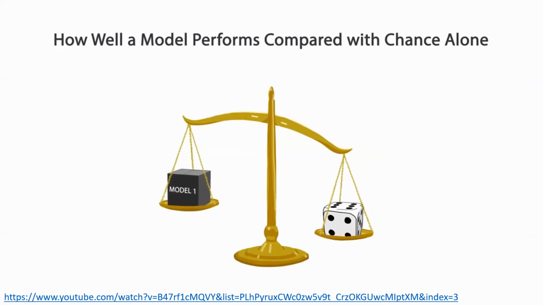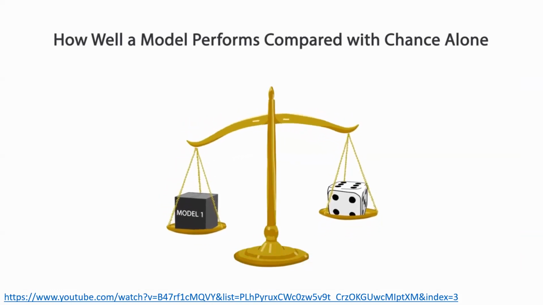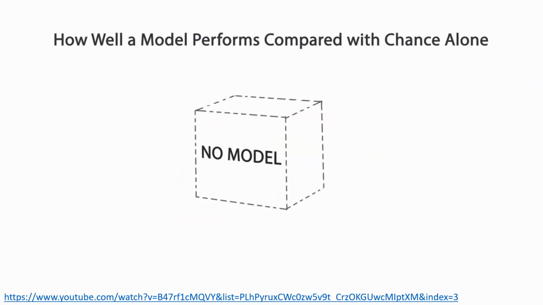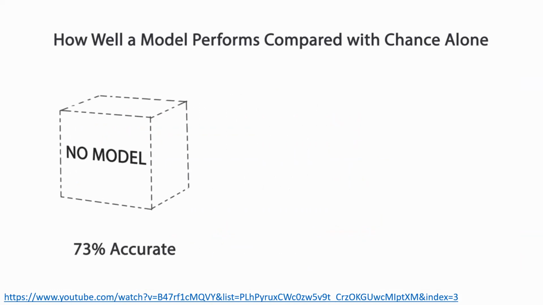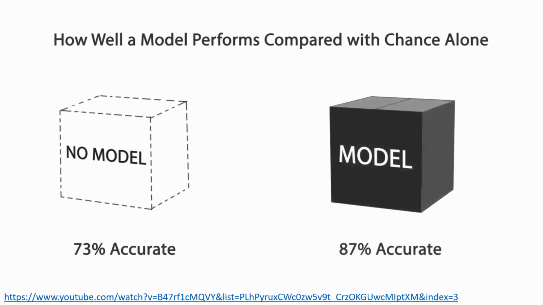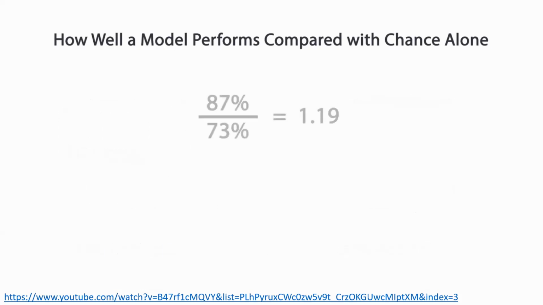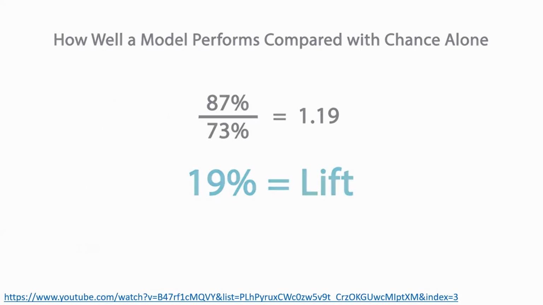Lift is a measure of how much better our model is than chance alone. If we had no model at all, we would just assume every student would be hired. And for this data set, we would be right 73% of the time. Our model does better. It is right 87% of the time. We are 87 divided by 73 equals 1.19, or about 19% better than chance alone. This number is called the lift of a model.